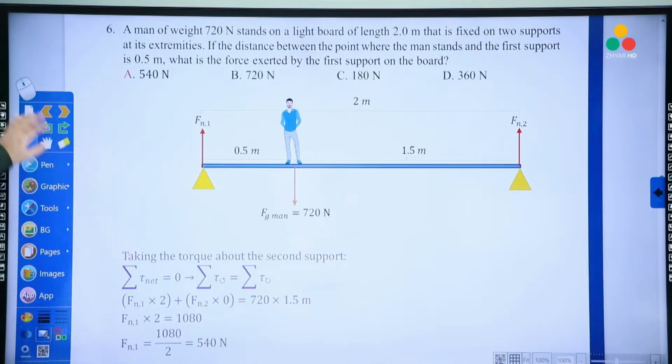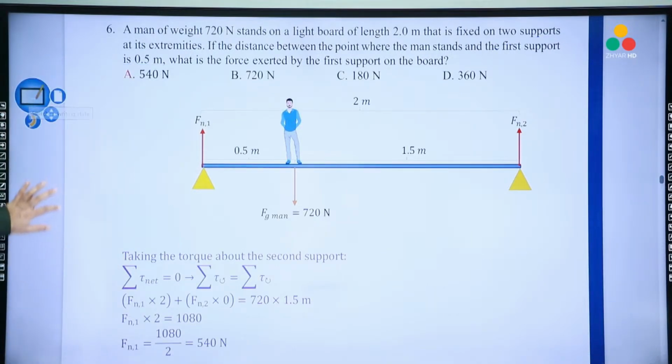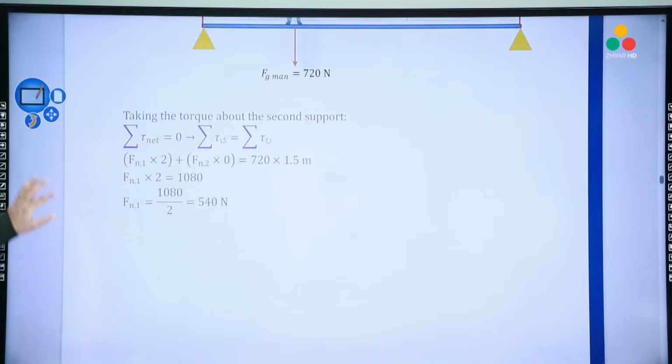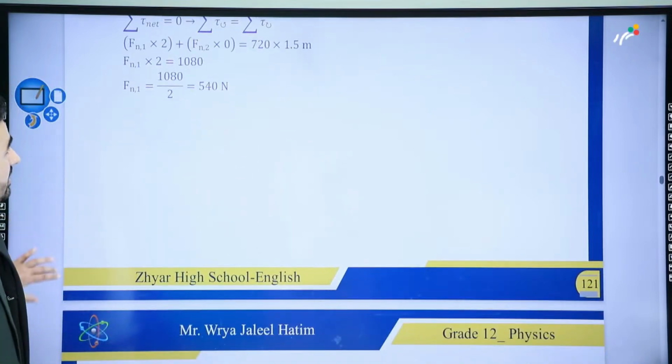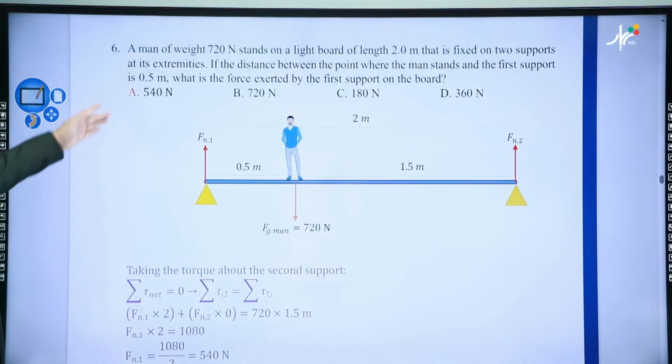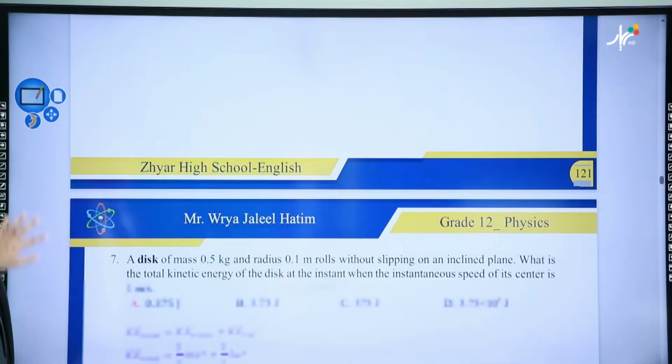But here, luckily the question is just asking for one of the forces, and of course the answer we found was 540, and that is the correct answer, yeah? Which one of the multiple choice? That is going to be option A here.